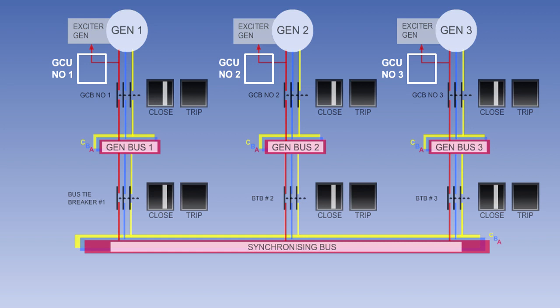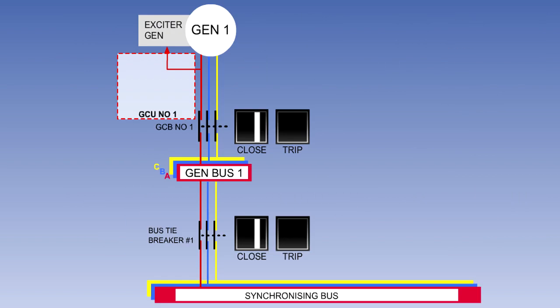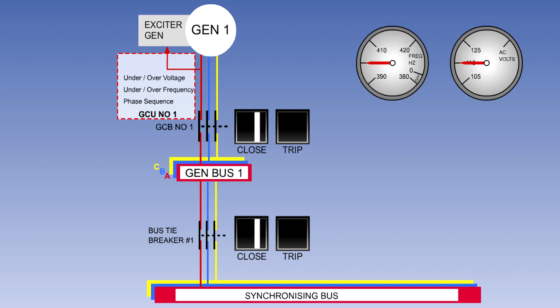In a modern generator control system, the generator control unit, or GCU, is the component through which most functions of a generator's control and protection are provided. A GCU is provided for each generator. A typical GCU will monitor generator output and provide voltage regulation by controlling the exciter field current. The GCU contains protection circuitry, which will monitor for over and under voltage and frequency, and incorrect phase sequence.